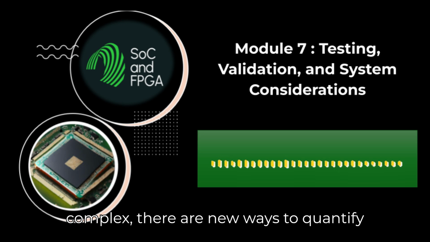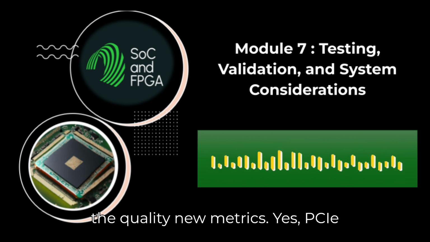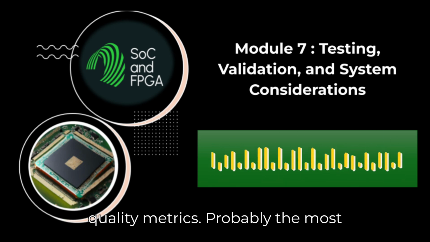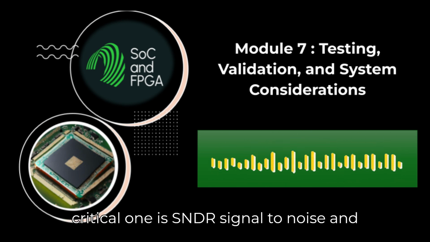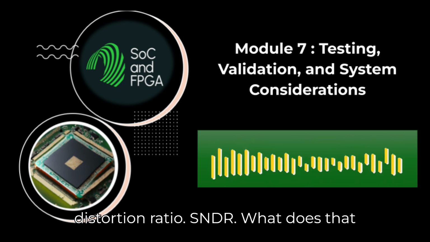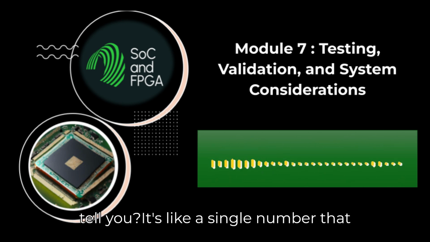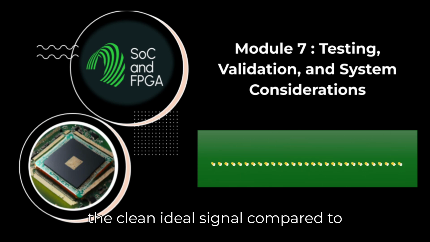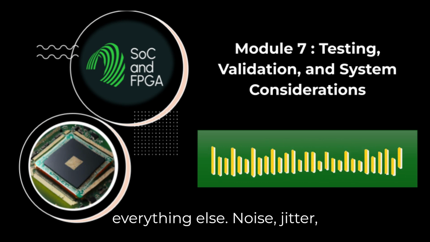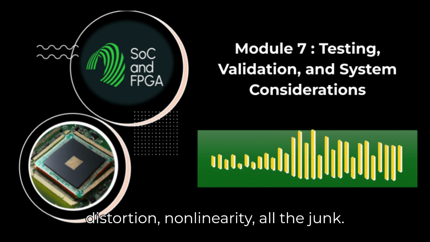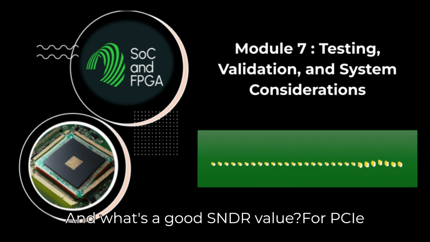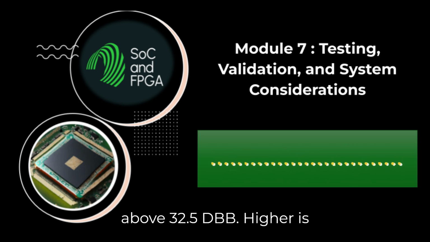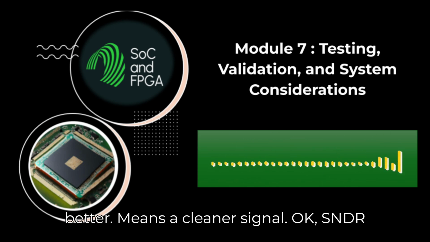So because it's so complex, there are new ways to quantify the quality, new metrics. Yes, PCIe 6.0 introduced new mandatory transmitter quality metrics. Probably the most critical one is SNDR, signal-to-noise and distortion ratio. SNDR, what does that tell you? It's like a single number that gives you a holistic grade for the signal quality. It measures the power of the clean, ideal signal compared to everything else: noise, jitter, distortion, nonlinearity, all the junk. And what's a good SNDR value? For PCIe 6.0 compliance, you need an SNDR above 32.5 dB. Higher is better, means a cleaner signal.